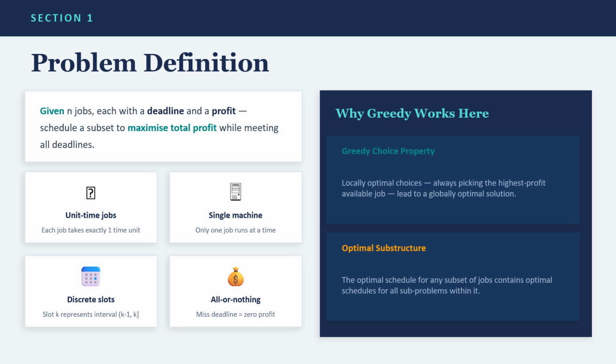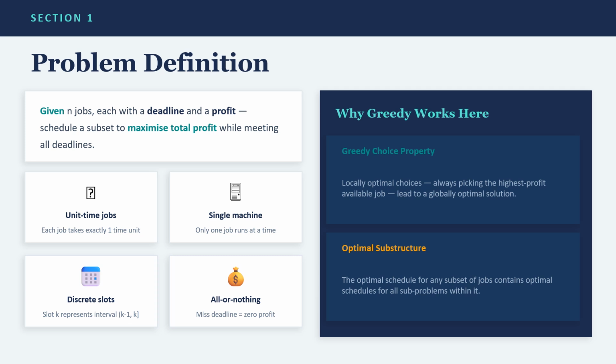Constraint 4. It's all or nothing. If you miss a deadline, you earn 0 profit. There are no partial rewards. Now, why does a greedy algorithm work here? Because this problem has 2 critical properties.